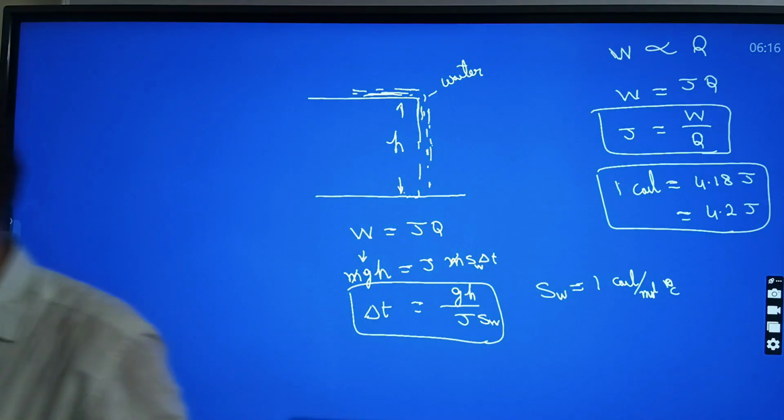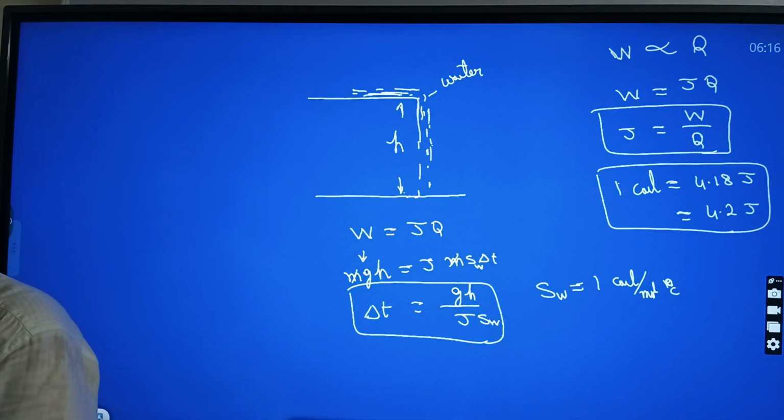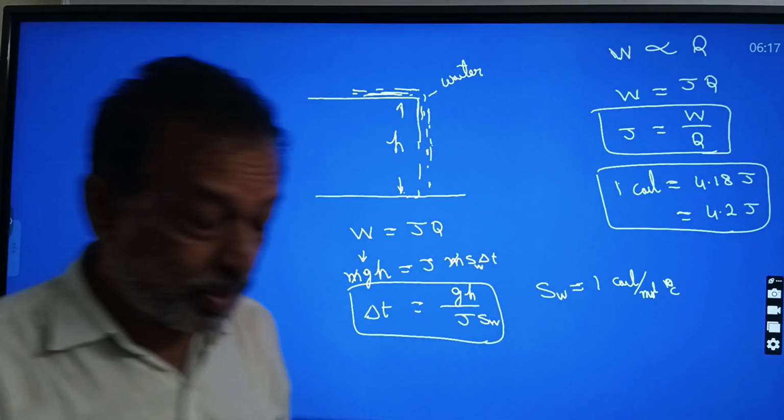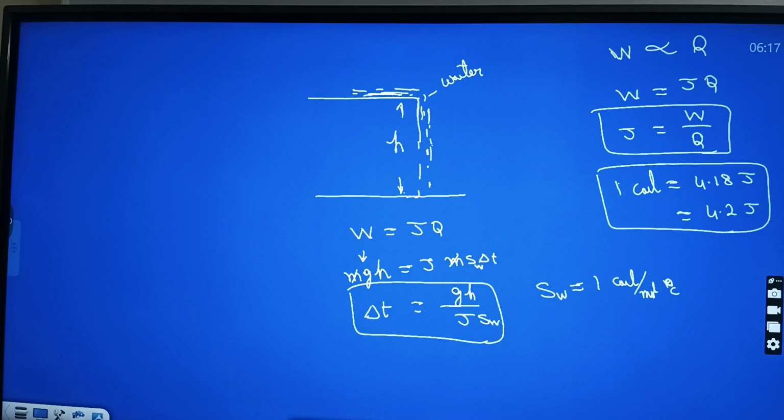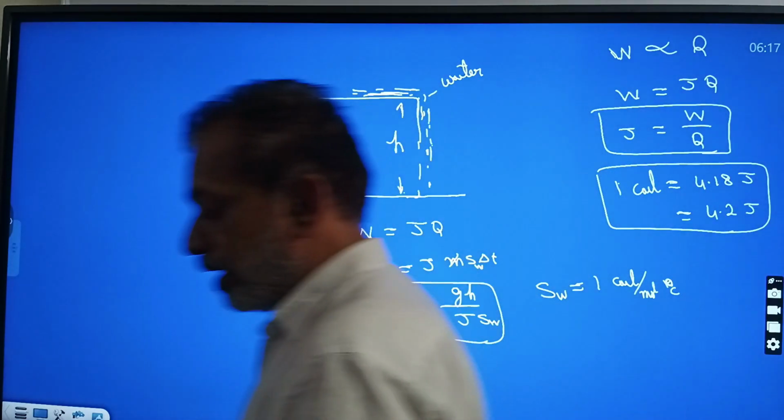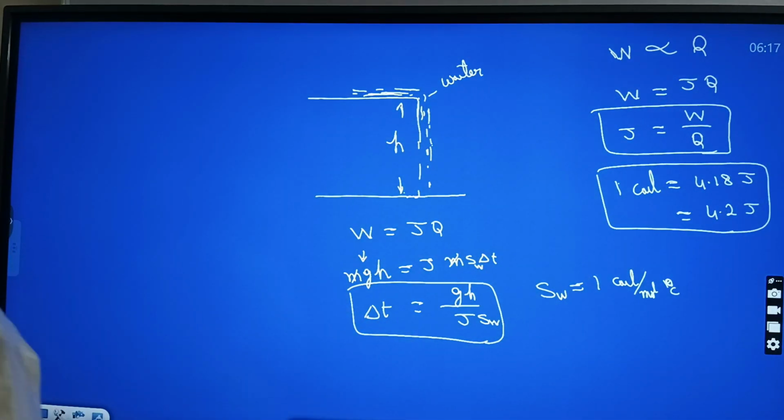Okay, alright. Next application. The kinetic energy of a bullet fired from a gun gets converted into heat on striking the target.